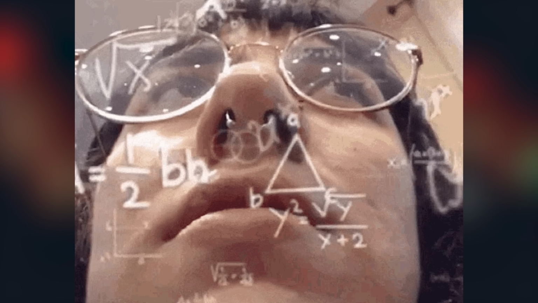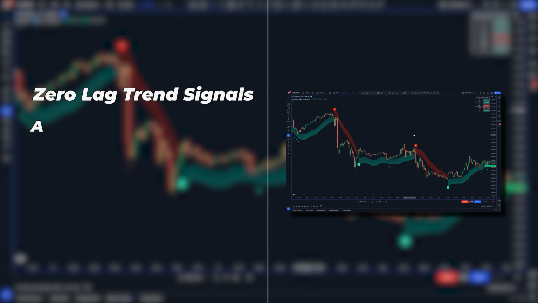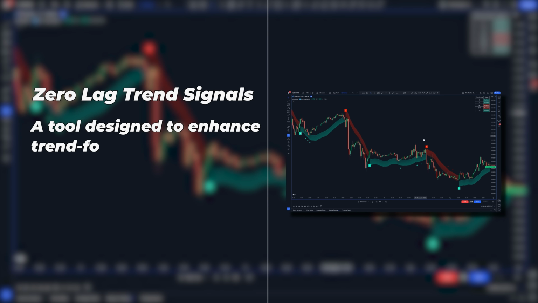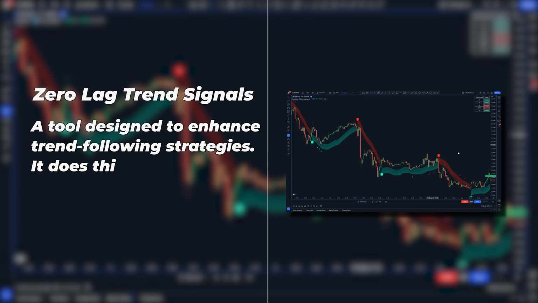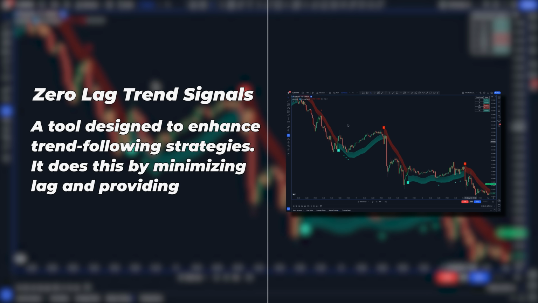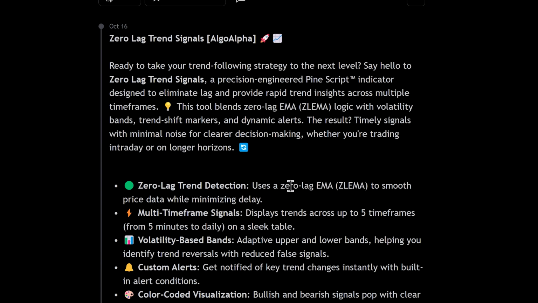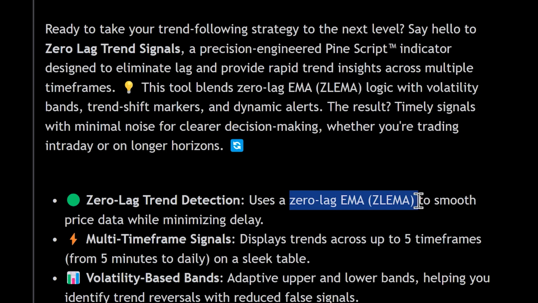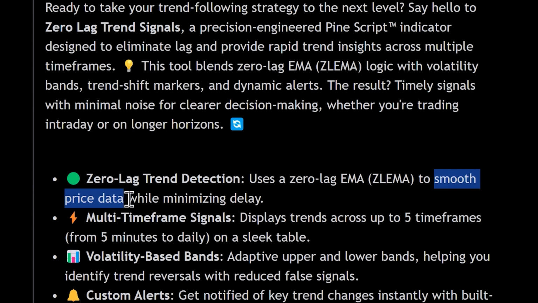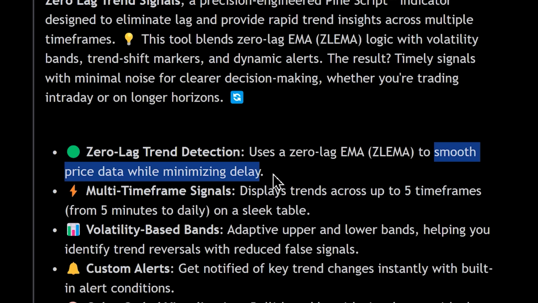So what exactly is this indicator? Well, the zero lag trend signals is a tool designed to enhance trend following strategies. It does this by minimizing lag and providing rapid trend insights across multiple timeframes. It utilizes a zero lag exponential moving average, also known as ZLEMA, to smooth out the price data while at the same time minimizing delay, offering a more responsive method of trend analysis.